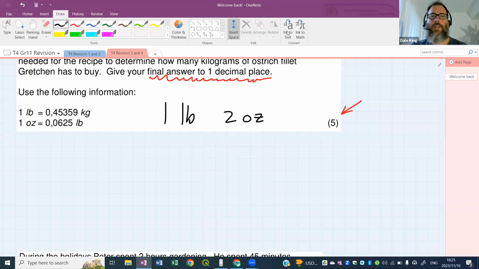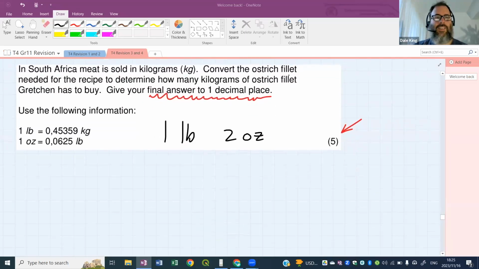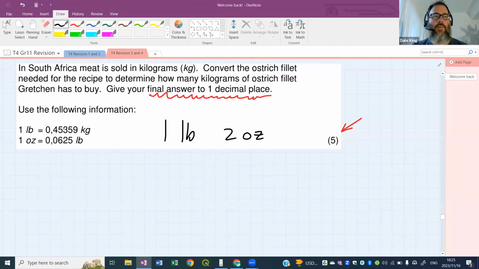Who would like to tell me how we are going to try this one? Is there anyone out there that's going to help me out? What are we going to do? How are we going to try this question? What should we do here? Is there anybody? Nobody? Anybody?